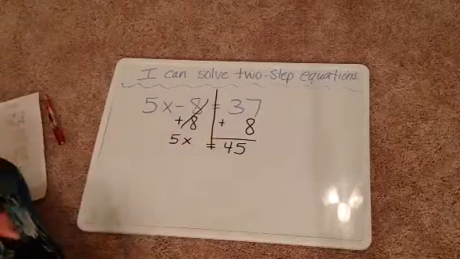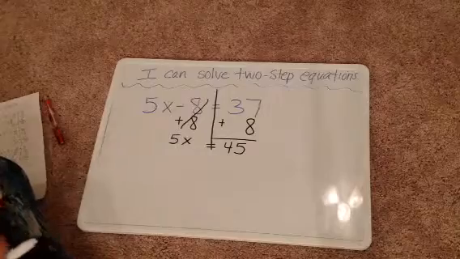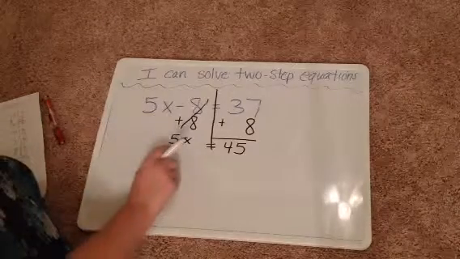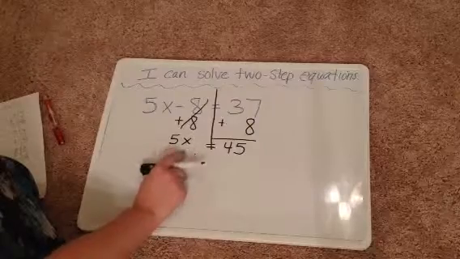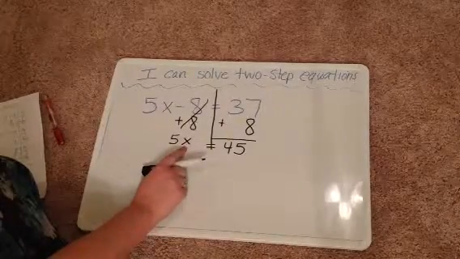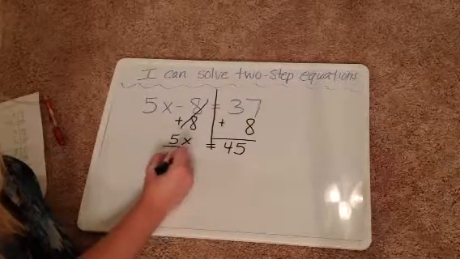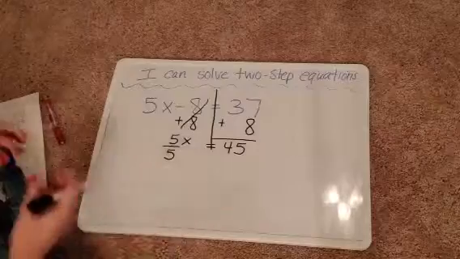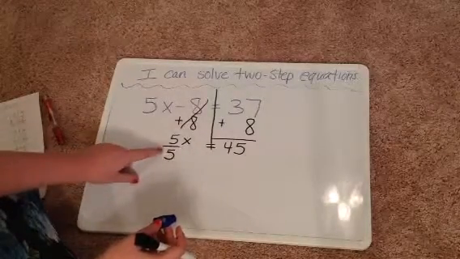So this isn't our answer. We still have to do one more step because we're solving two-step equations. So when I see a 5x like this right beside each other, I know that means multiplication. So if I'm trying to get my x by itself, that means I need to do the opposite. So I'm going to divide. Now I want to point out, this is going to look like a fraction. Just know that this also can mean division.